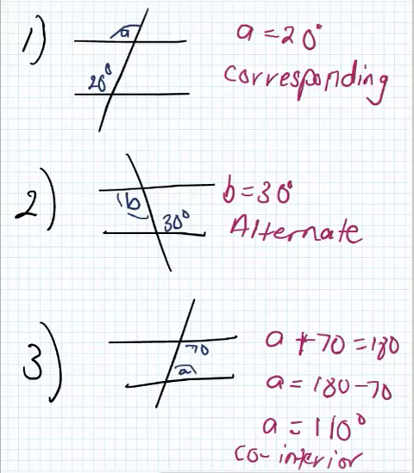So these are the answers you should have come up with. First one, they were corresponding. One on the inside, one on the outside. Second one, they were alternate. They're both on the inside of the parallel lines, but opposite sides. And the third one, they were cointerior. Both inside the parallel lines, but on the same side. And that means A plus 70 will have to add up to 180.